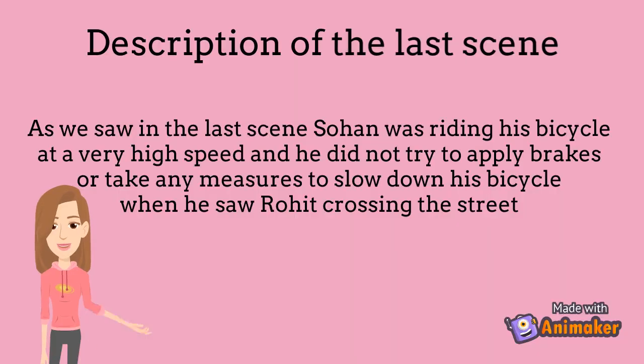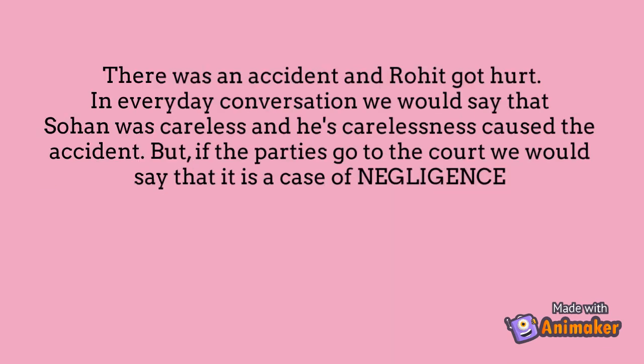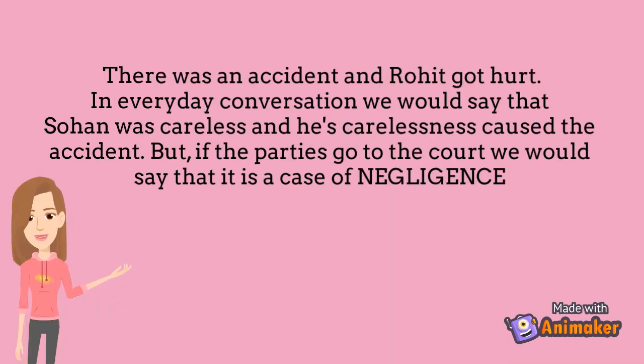As we saw in the last scene, Sohan was riding his bicycle at a very high speed and he did not try to apply brakes or take any measures to slow down his bicycle. When he saw Rohit crossing the street, there was an accident and Rohit got hurt.